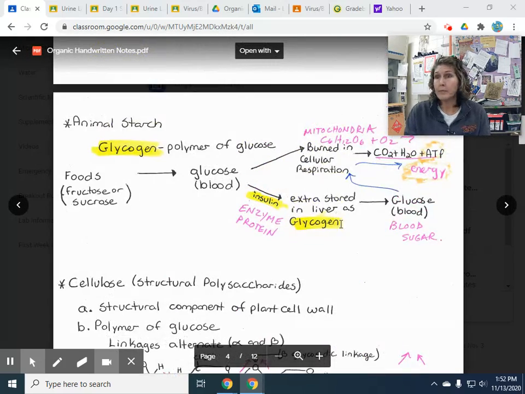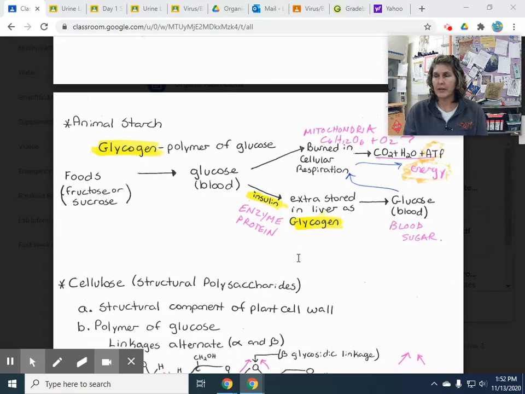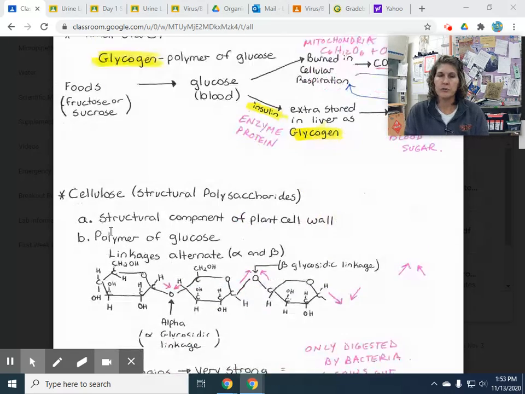Those people who cannot produce insulin, what happens? I have excess sugar within my blood, and my blood sugar levels get really, really high, or at times extremely low, depending upon the medications and the way that this is produced. But a lot of times you're going to have high sugar levels because the insulin is not able to pull that glucose out of your blood and store it as glycogen within your liver.